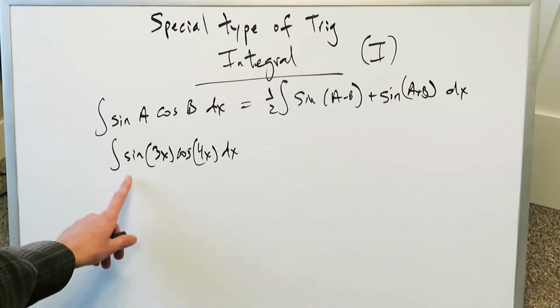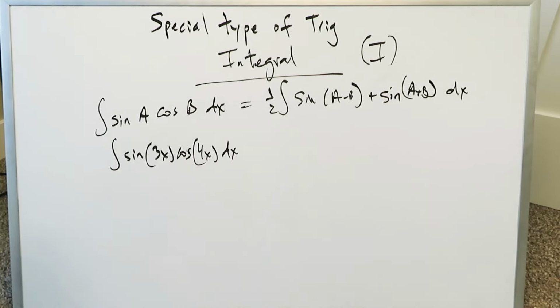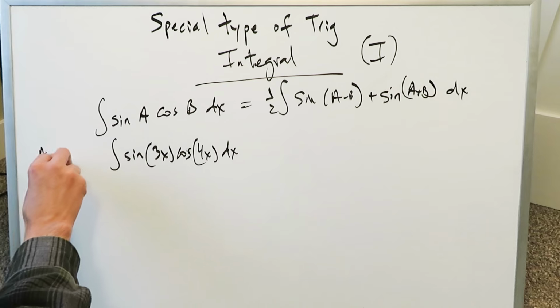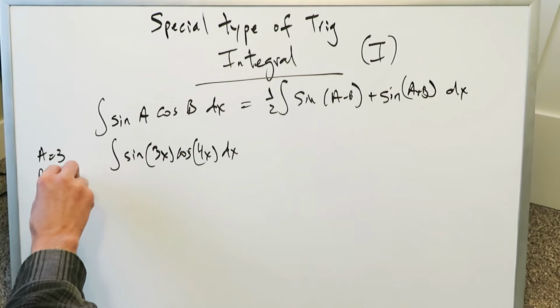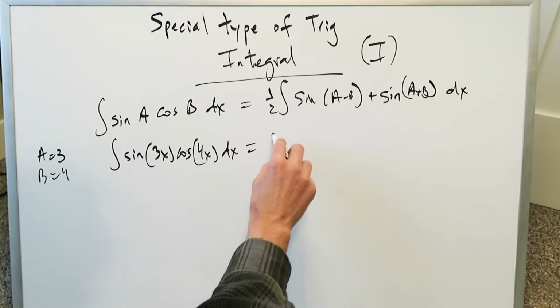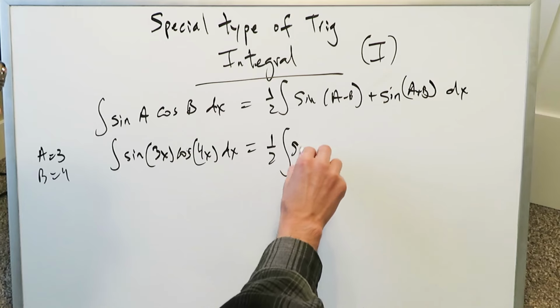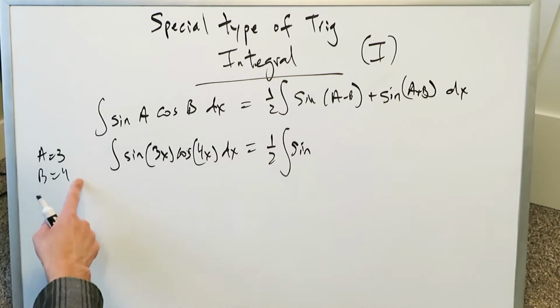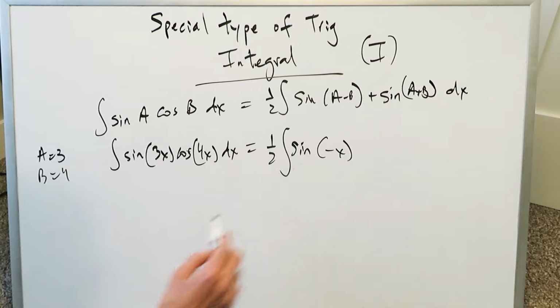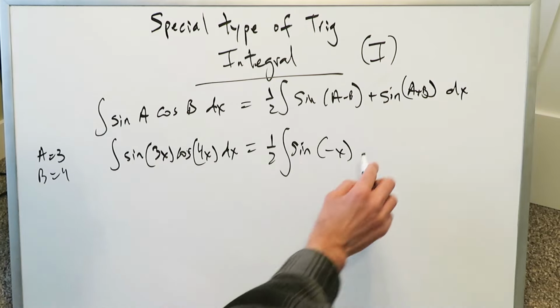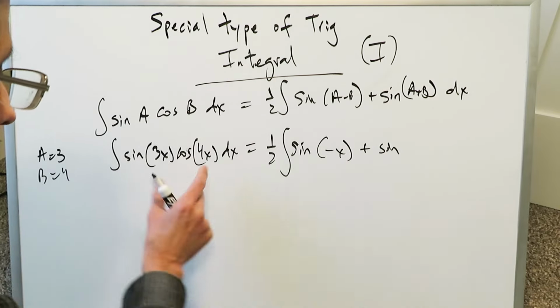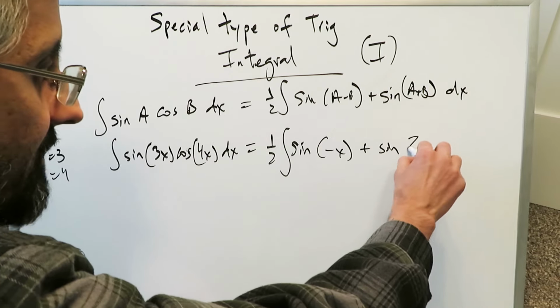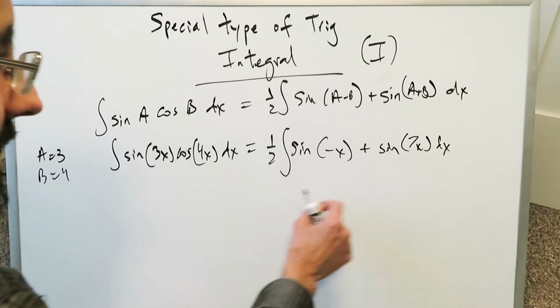Our integral is this: the integral of sine 3x cosine 4x. Here a equals 3, b equals 4. Let's do it. You have 1 over 2 coming out. You're doing sine of a minus b. 3 minus 4, you're getting a minus x. That's alright, you can get a minus x. Then we have a plus, and then a sine of 3 plus 4, a plus b, which is 7x dx.